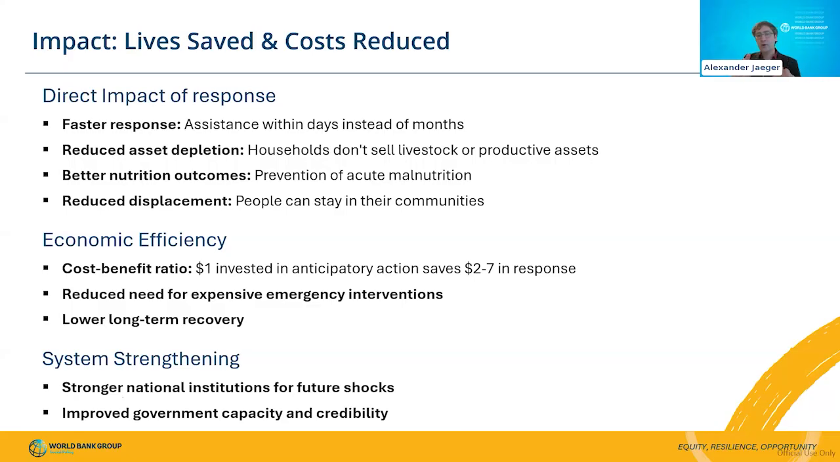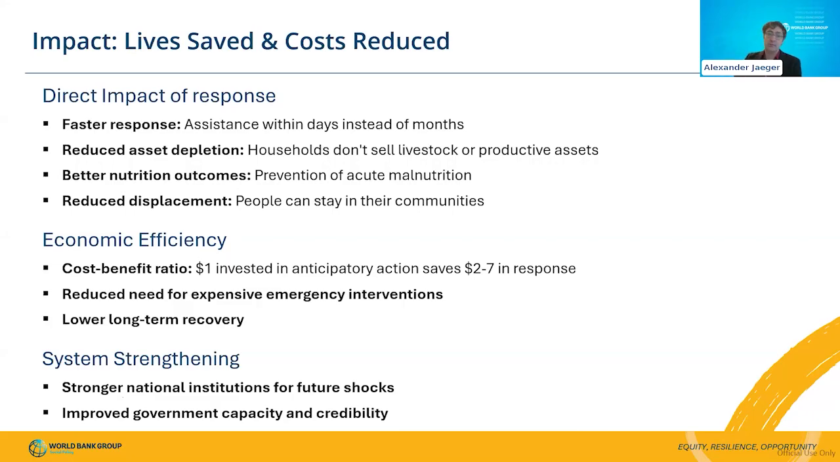So I'm going through things a little bit in speed because we really want to talk about the cases that we'll see later. But I guess what's important often for us to argue is to say, okay, where do we actually want to reach with it? What do we want to achieve? We have different levels of achievements that we want to have. We have the direct impact of the concrete response. So we want to have a fast response.